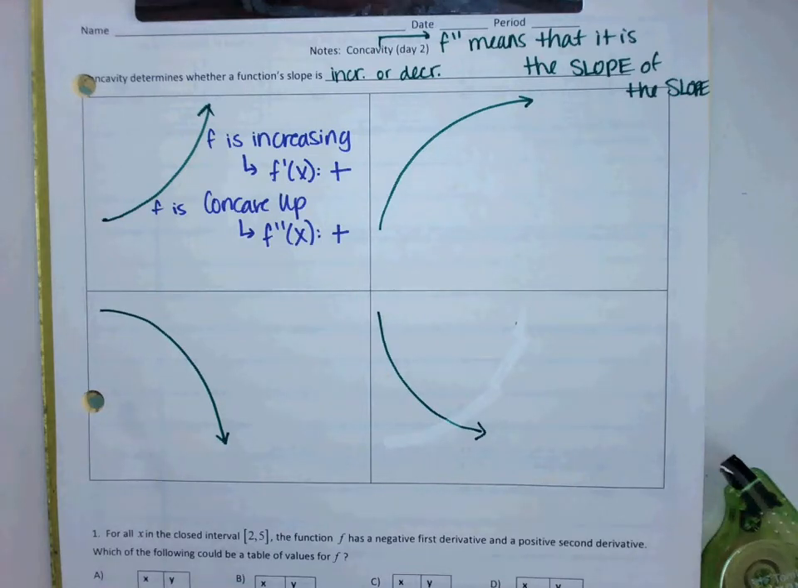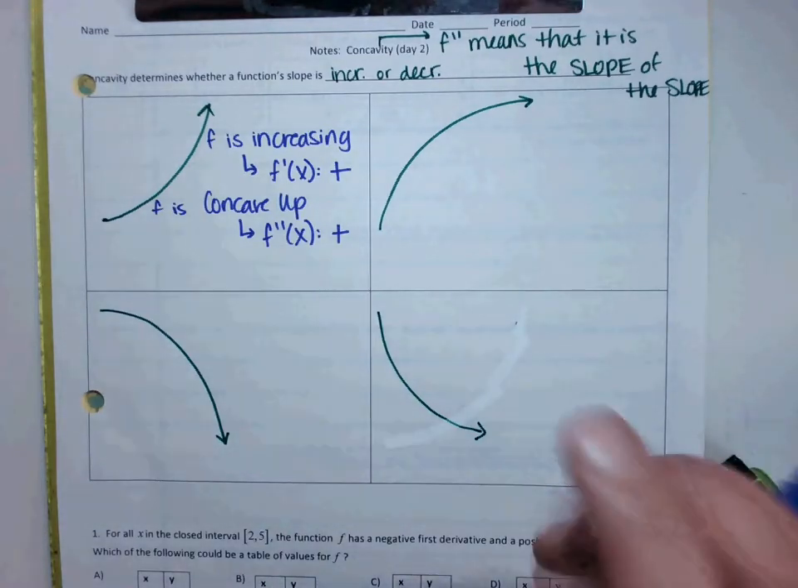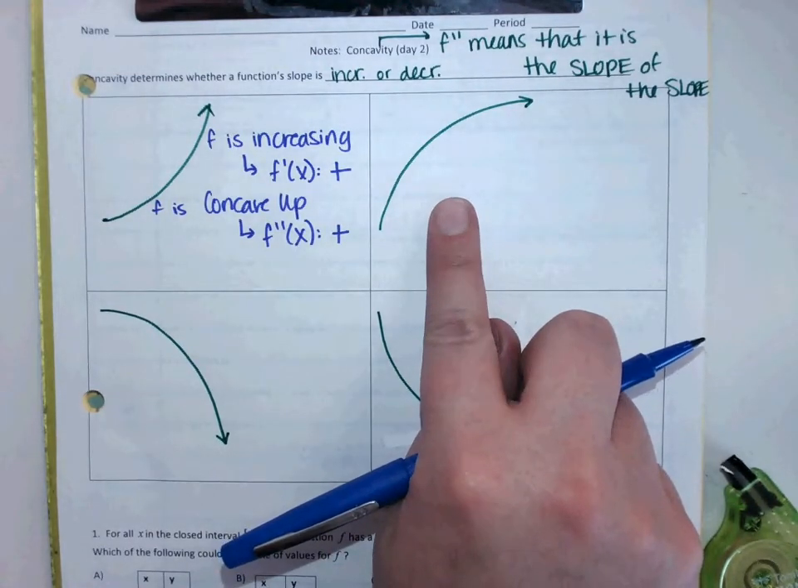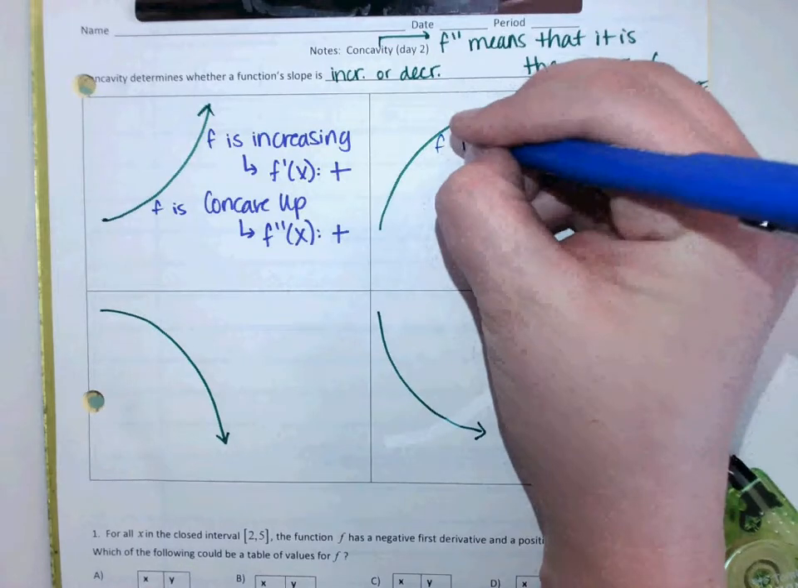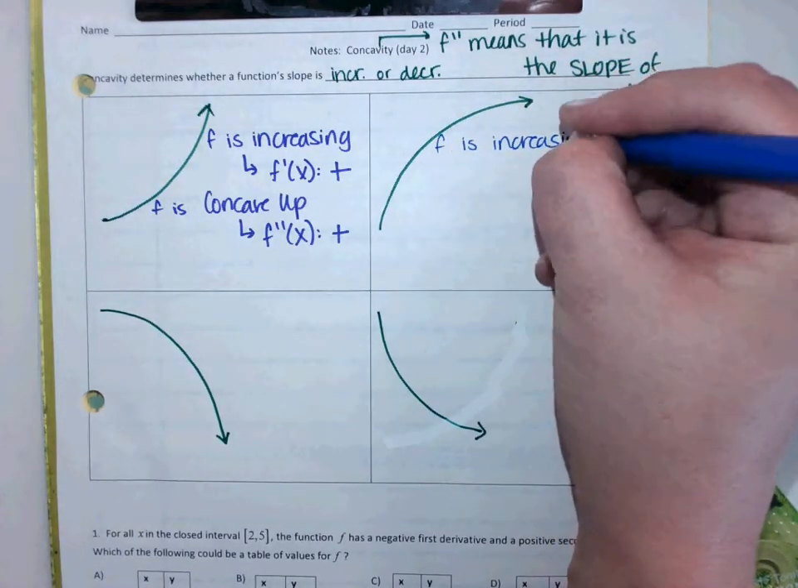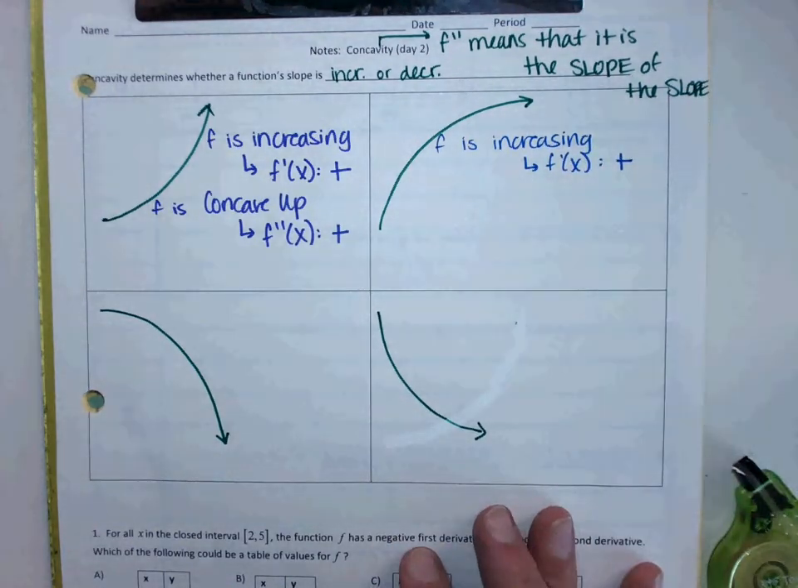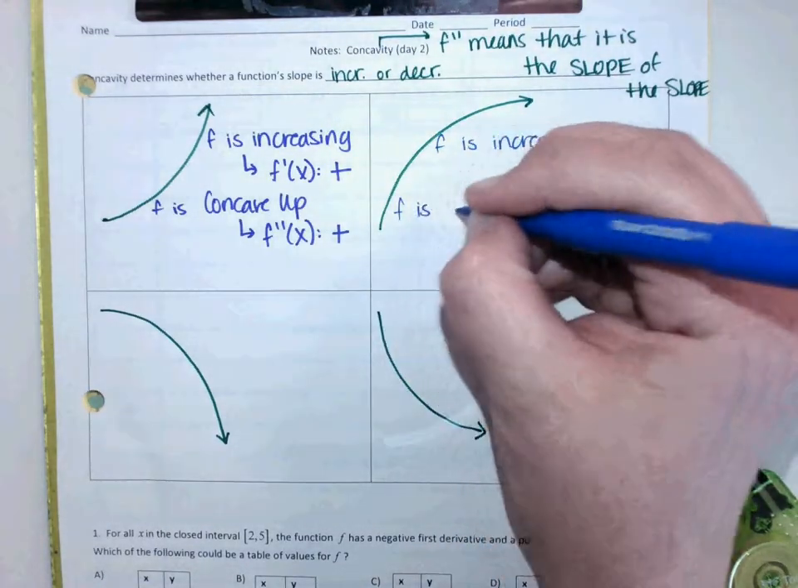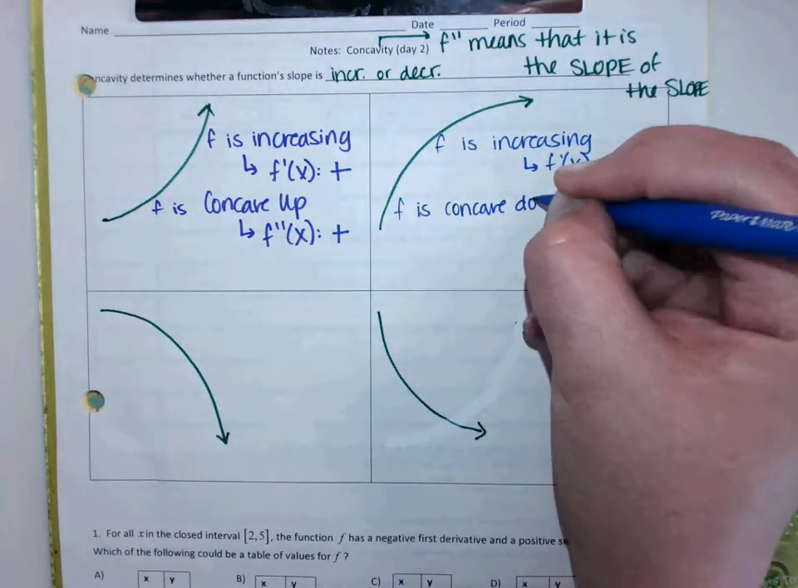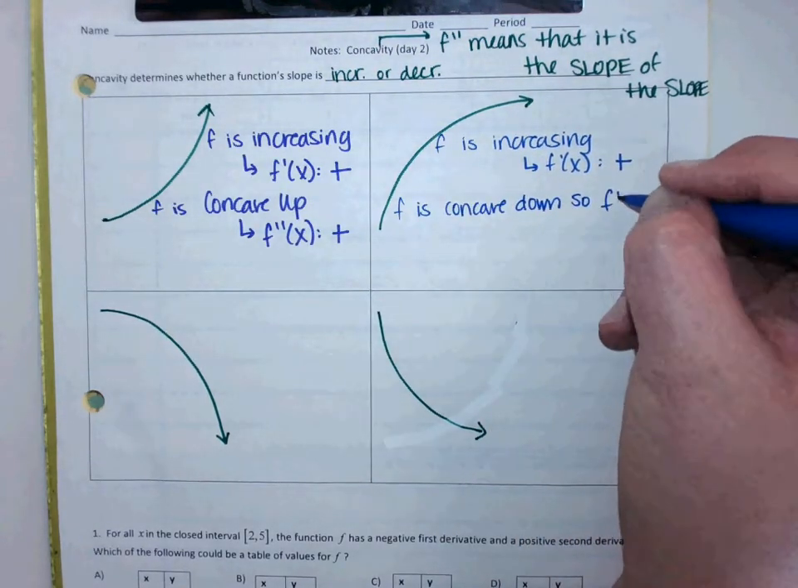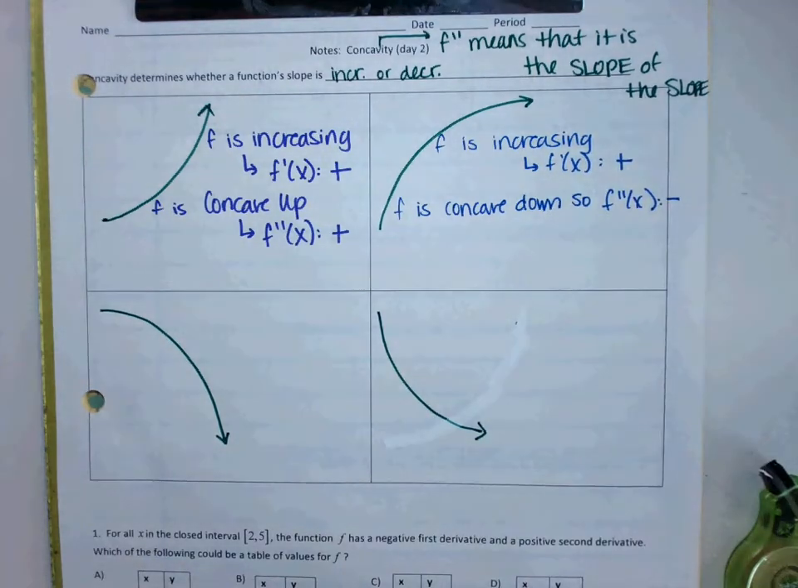Look at the second graph. Is f prime positive or negative for this graph? Positive, because f is increasing. That tells me f prime of x is positive. But what is f double prime? It's concave down. That means f double prime must be negative. So f is concave down, so f double prime of x is negative.